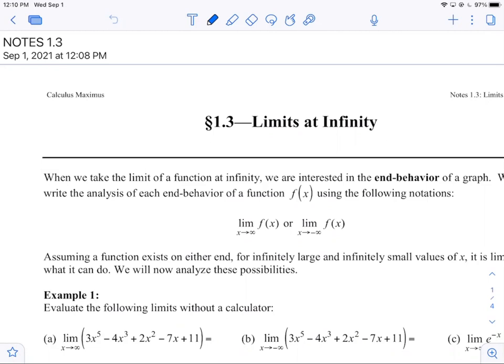All right. 1.3, limits at infinity. So we've already had infinite limits. When we talk about an infinite limit, we're talking about the limit being infinity. And so far that's happened at a vertical asymptote, right?